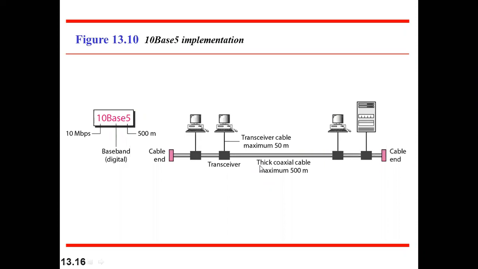10Base5 was the first Ethernet specification to use a bus topology with an external transceiver, that is, both transmitter and receiver, connected by a tap to a thick coaxial cable. This we call a tap, to which a thick cable is connected, and the length of this cable, through which it is connected by a tap to the main coaxial cable, can be only up to a maximum of 50 meters, not more than that.